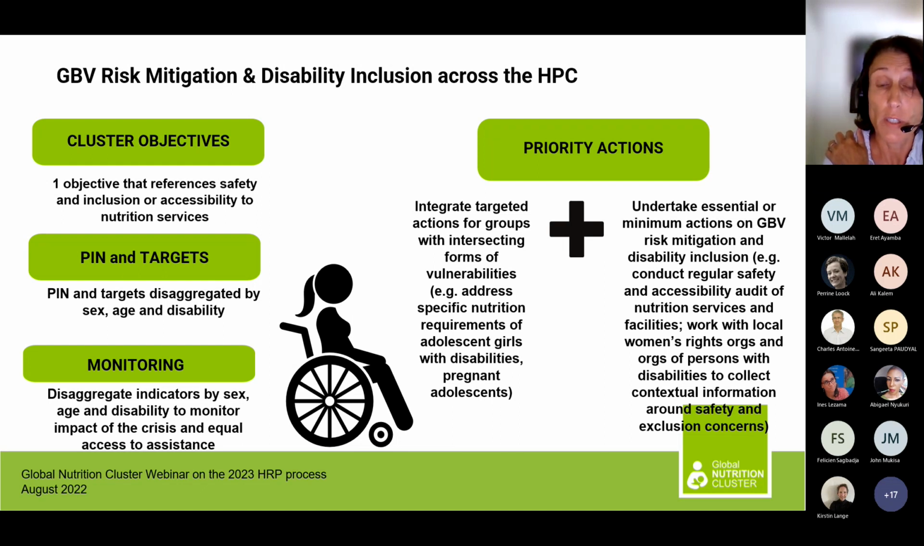So one tool available is this audit. If you haven't seen this audit form, that's something we can share with you. You can do it at the nutrition service facility level, probably also at the community level. And what's very important, what has been highlighted by our colleagues working on those two thematics, is really to interact with local women's organizations, right? Or people with disability, to understand better and really collect contextual information to better answer their specific needs. Next slide, please.